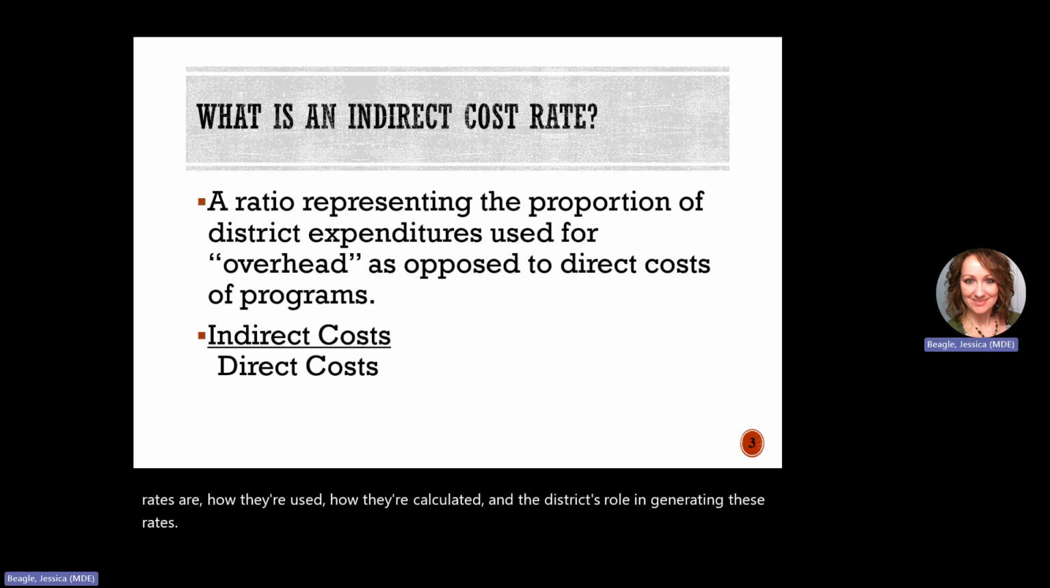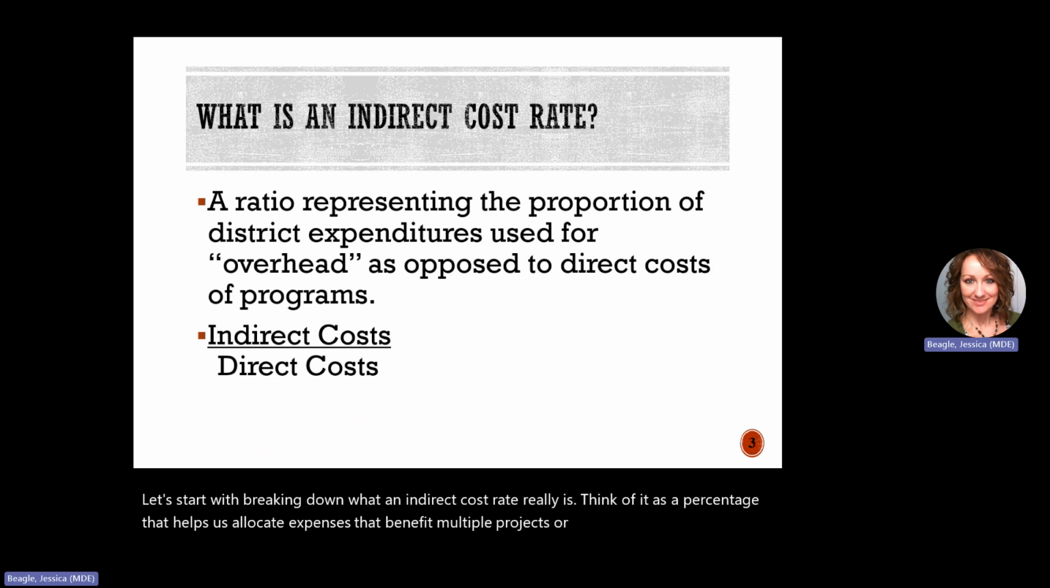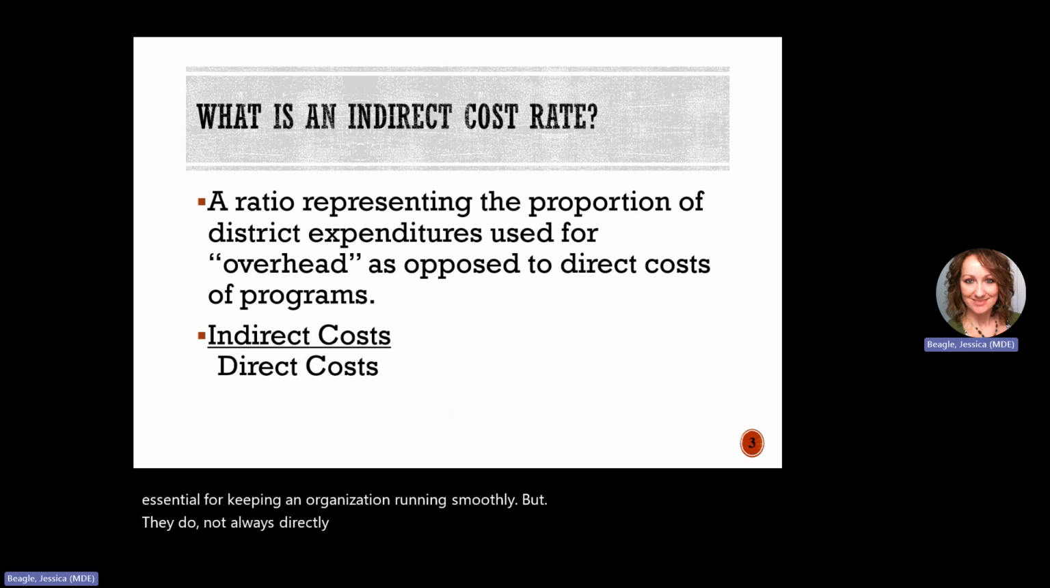Let's start with breaking down what an indirect cost rate really is. Think of it as a percentage that helps us allocate expenses that benefit multiple projects or activities. But these expenses are not always easy to pin down to just one activity. These are the kinds of costs that are essential for keeping an organization running smoothly, but they do not always directly tie to a specific project.